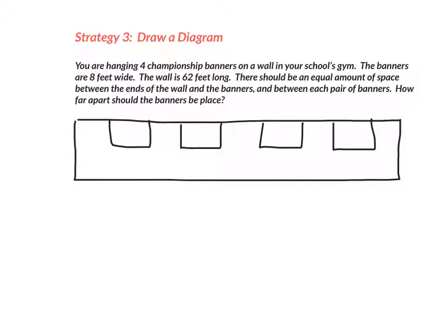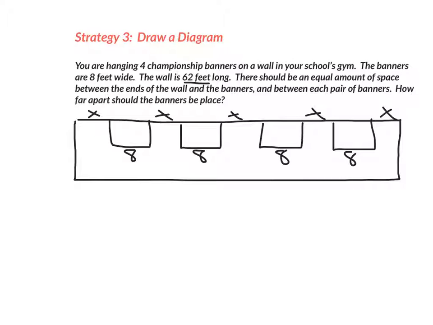Okay, and it says this. It says they're 8 feet wide, so each one of those is 8. And what we're trying to figure out is how big the empty space needs to be to know where to put them. So let's say there's X there, X there, X there, X there, X there. So there's my picture. So what I know is if I add up all those distances, those lengths, I should get 62 feet long because that's how big the wall is.